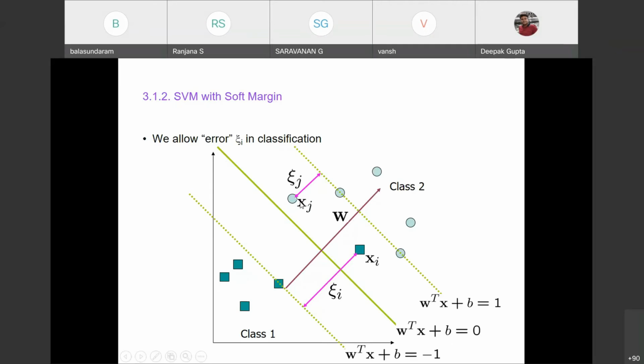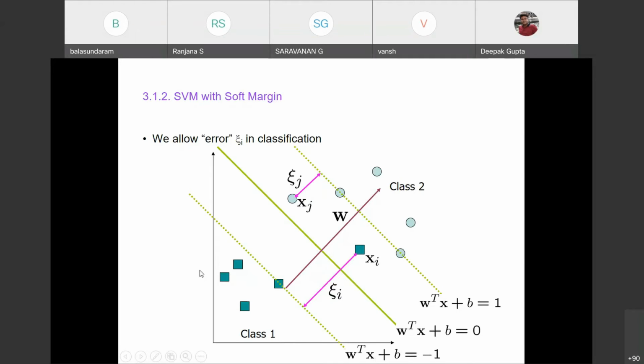Because our condition is basically that the xj point should be on the upper side of the parallel plane W transpose x plus b is equal to 1. Whereas the square point is not only wrongly appearing on the other side of the parallel plane W transpose x plus b equal to minus 1, it is also wrongly appearing with respect to the middle plane. We allow that, but as long as the penalty associated to the point xj is with respect to the parallel plane W transpose x plus b is equal to minus 1. So we have to keep that in mind.